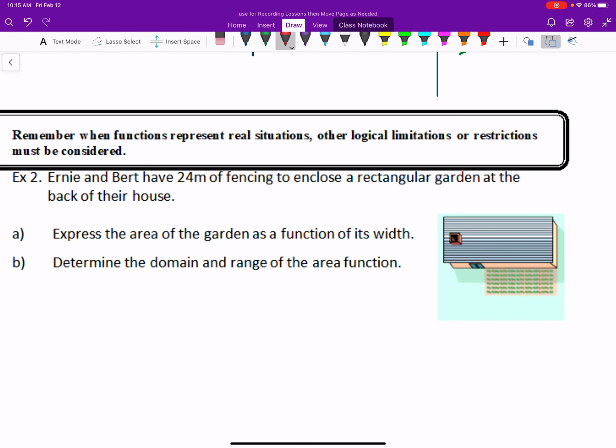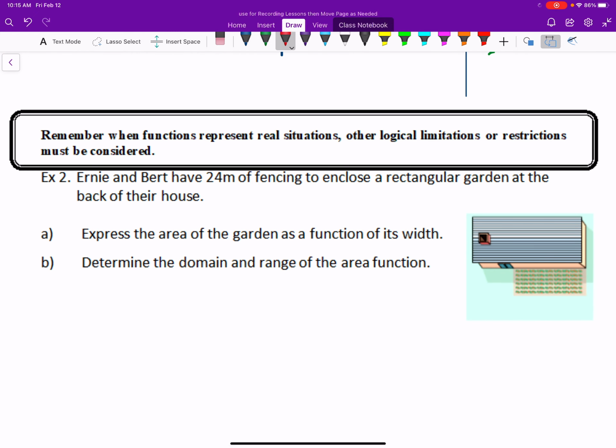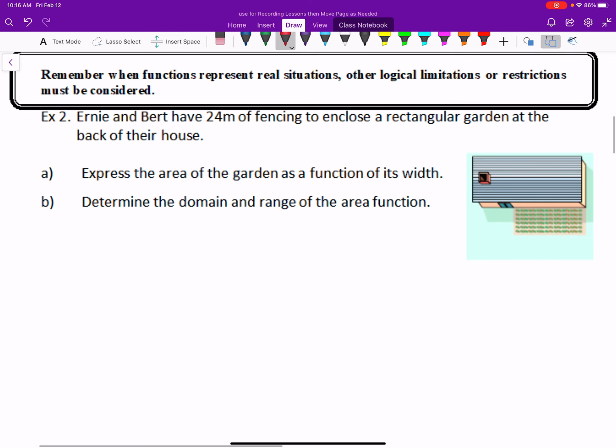Remember, when functions represent real situations, other logical limitations or restrictions must be considered. Sometimes it's not enough to say a straight line goes on forever in all directions, so the domain's all real numbers and the range is all real numbers. If that line is a real-life model, it might make sense that we stop at a certain x value or y value because that would fit the problem. And that's what this question's about.